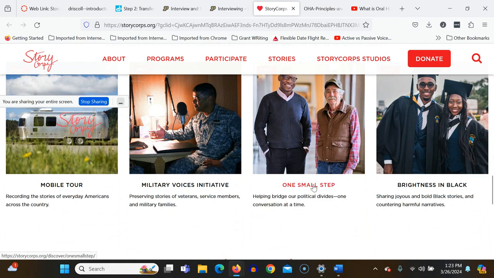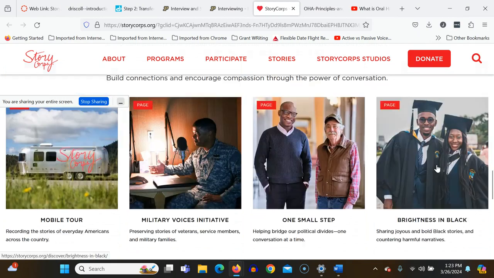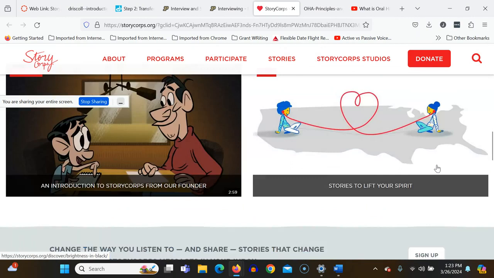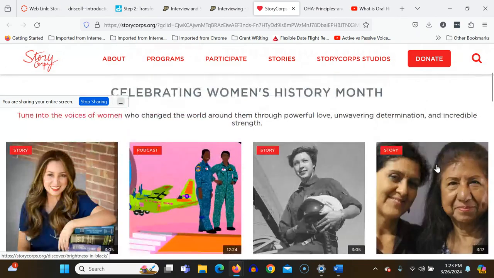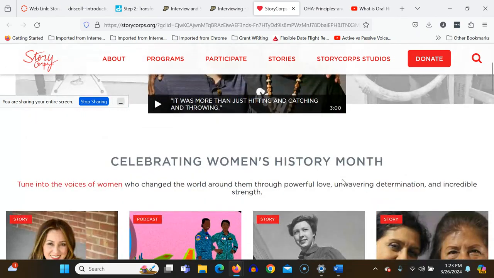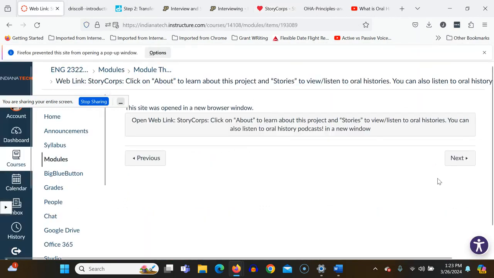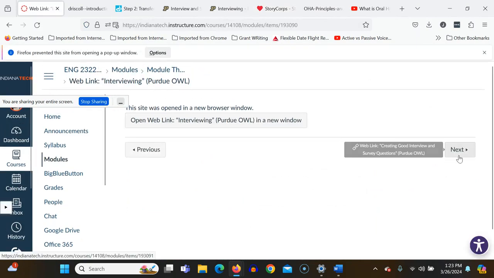There's One Small Step, and that's one that's big right now because it's about political divides. And right now we have that going on, of course, because of the elections. We have Brightness in Black, that is sharing bold Black stories. So there's all kinds of different ways you can take a look at this. I'm going to come back to this one in a minute, but I'm following the order in which you encounter them. So let's come back to that in a minute.